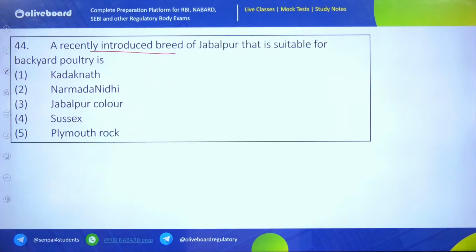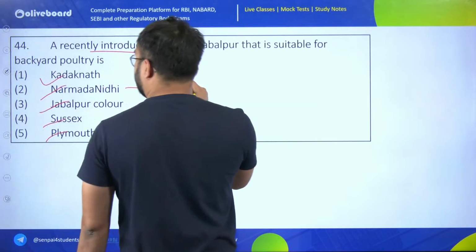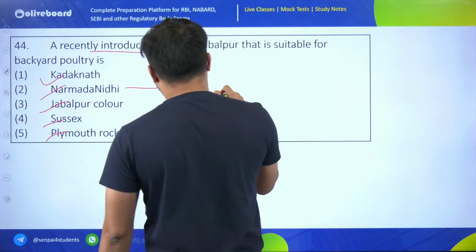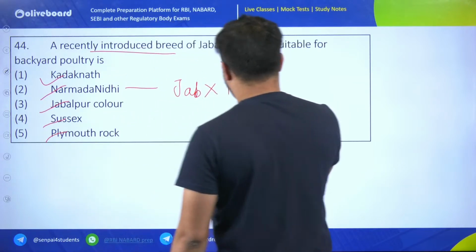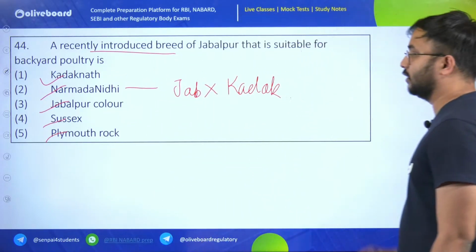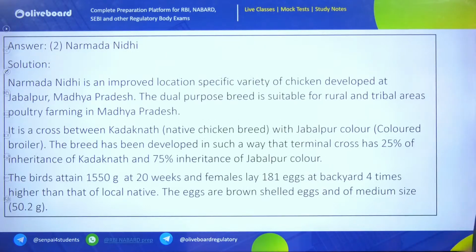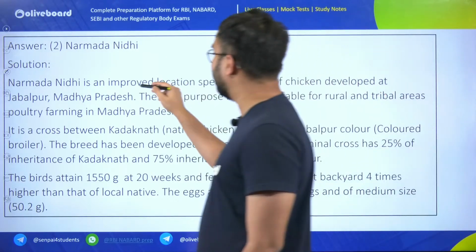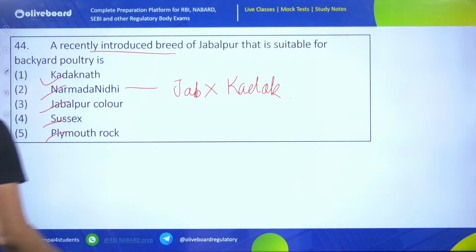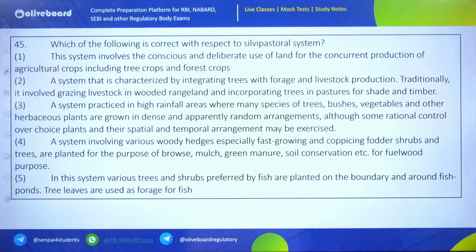A recently introduced breed from Jabalpur that is suitable for backyard poultry is what? Kadaknath, Narmada Nidhi, Jabalpur color, Sussex and Plymouth. Narmada Nidhi is a cross between the Jabalpur variety and Kadaknath. Jabal versus Kadak. So the answer here is Narmada Nidhi only. That is a variety which is suitable for backyard poultry.